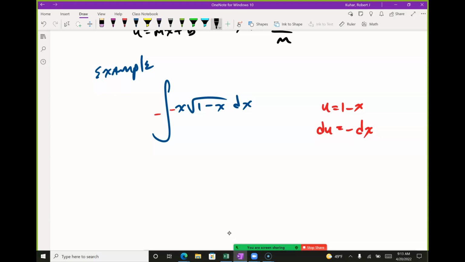And if I go make my u sub now, I have a negative times the integral of x square root of u du. Oops, sorry, this negative and this dx are du. So I made my u sub, but I have a leftover x.